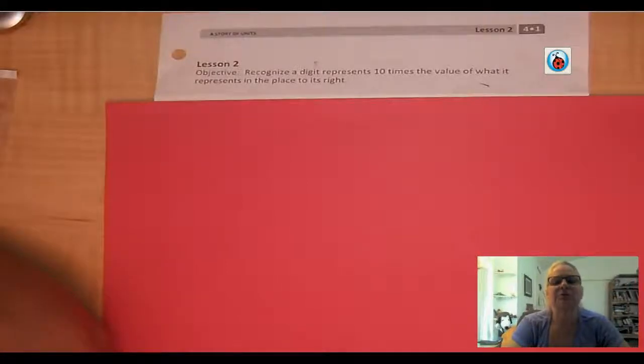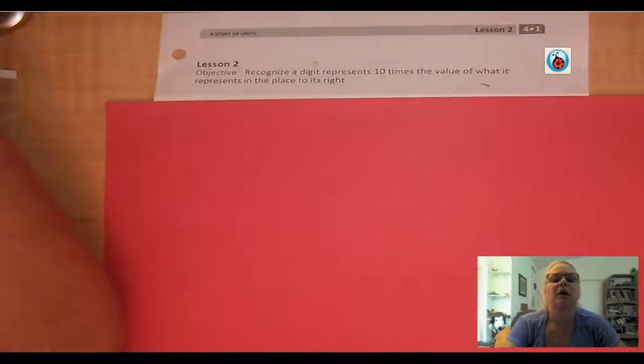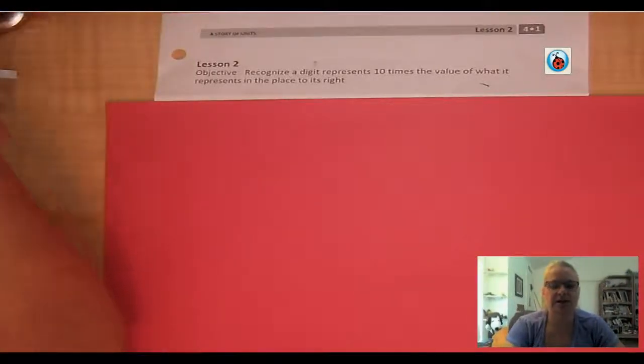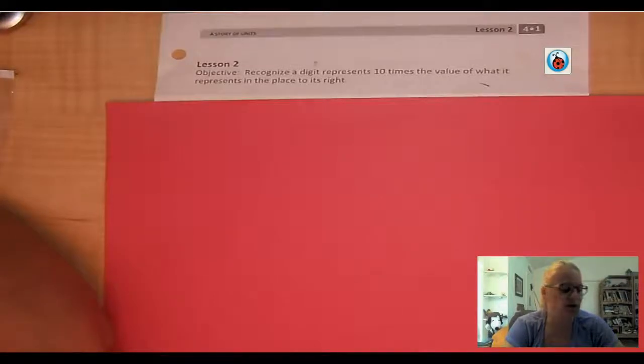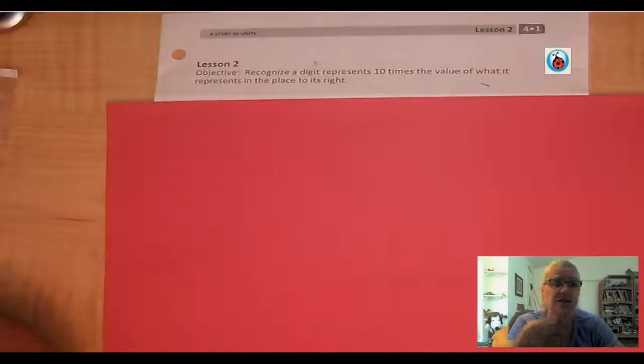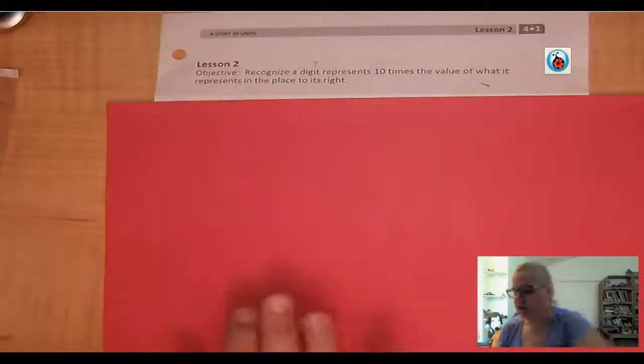Hi, today we're going to be working on Lesson 2 from Module 1 of the 4th grade curriculum. Yesterday, the last lesson that you worked on was Lesson 1. And Lesson 1 was just kind of a review of the place values, ones, tens, hundreds, thousands, understanding that it takes 10 ones to bundle it to make 10, or 10 tens, bundle it to make 100.